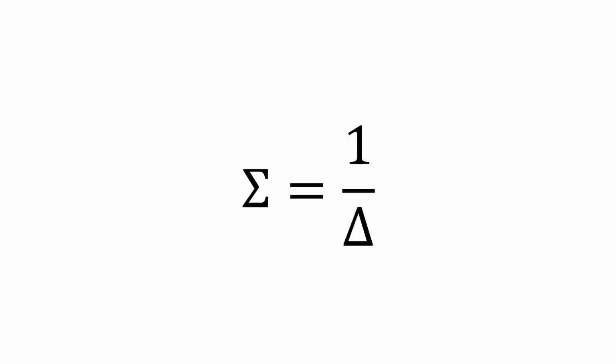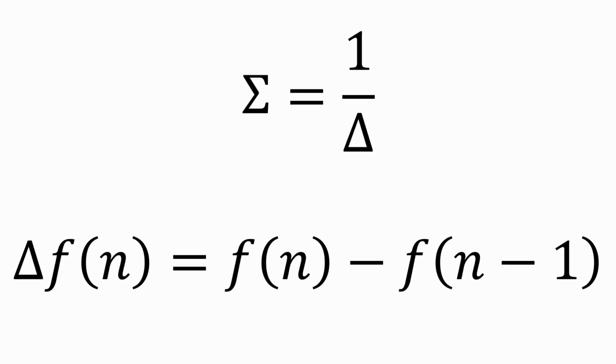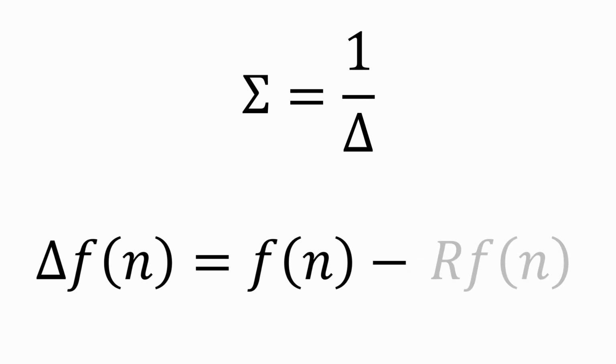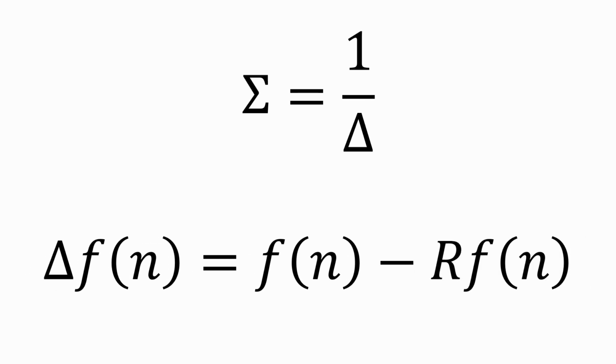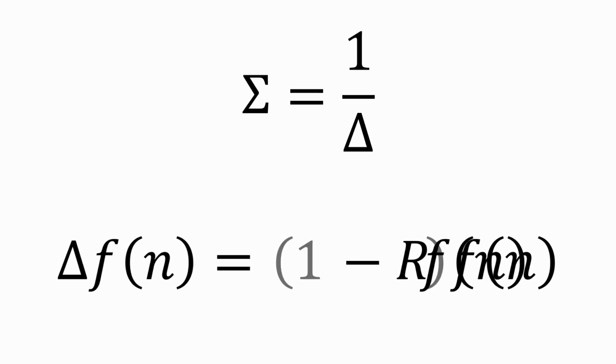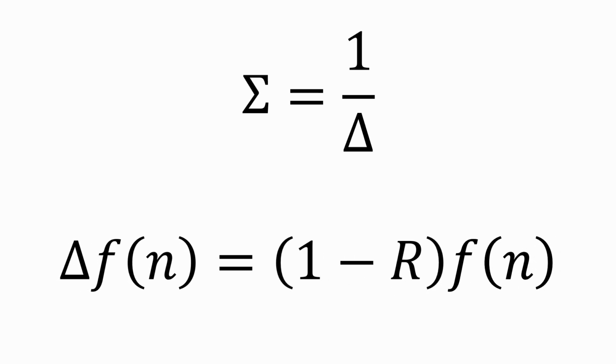We want a more explicit form for sigma, which means we need another way to write delta. Remember what delta does? It takes a copy of f and subtracts from it a right-shifted version of f. Recall the right-shift operator r turns f of n into f of n minus 1. This means we can now write delta f of n equals 1 minus r f of n, by essentially factoring out the f of n to the right. Since delta and 1 minus r do the same thing, they're the same operator, and so we say that delta equals 1 minus r.